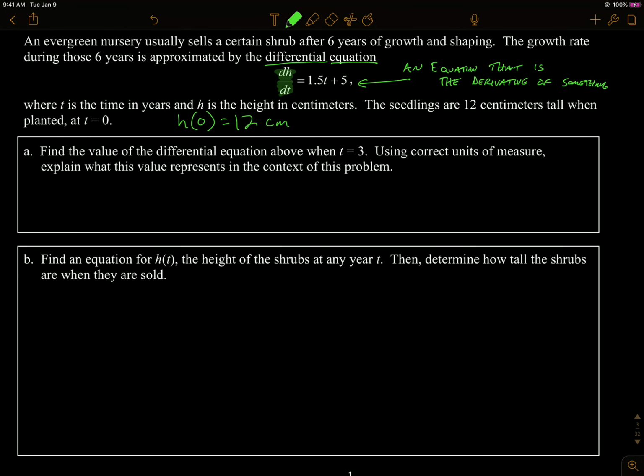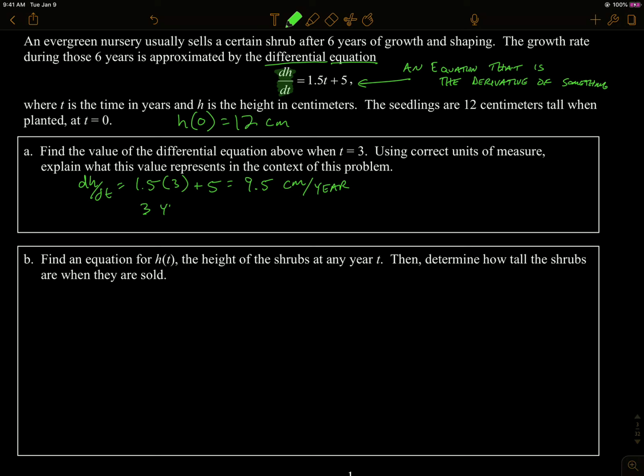All right, so the first question says, find the value of the differential equation above when t equals 3. So dh dt equals 1.5 times 3 plus 5. So that's going to be 9.5 centimeters per year. Remember, it's a differential, so it's a rate that we're finding. So using correct units, explain what this value represents in context of the problem.